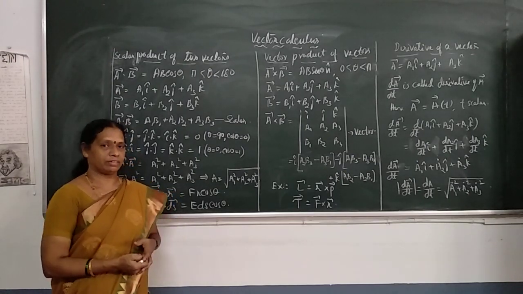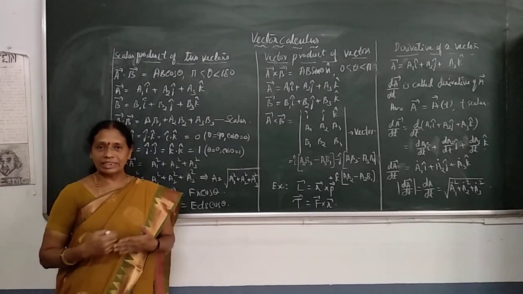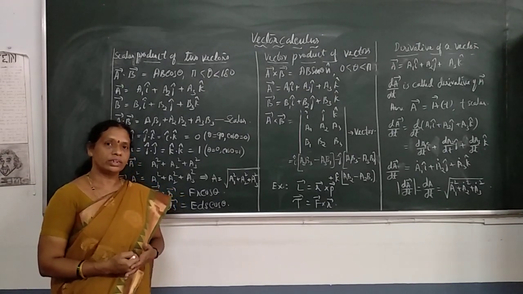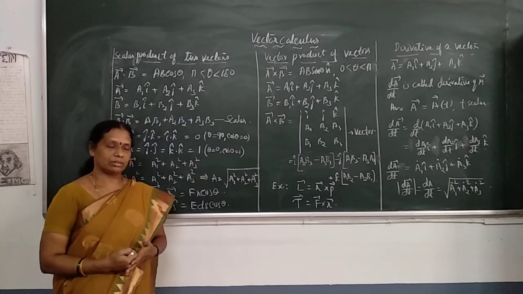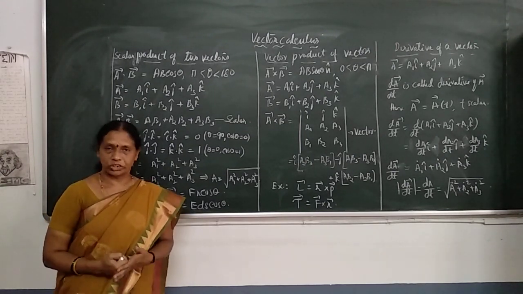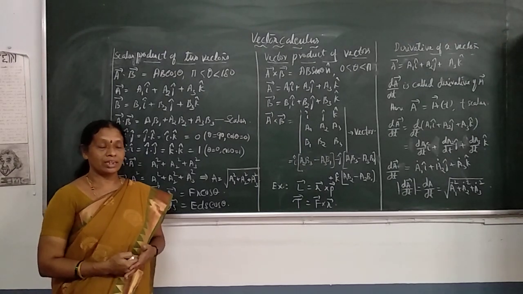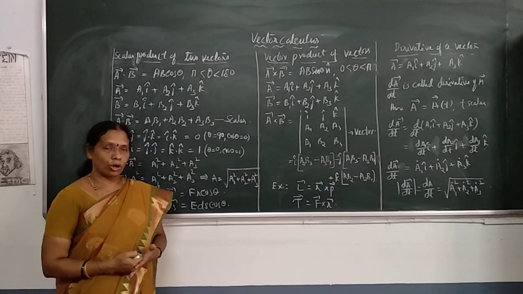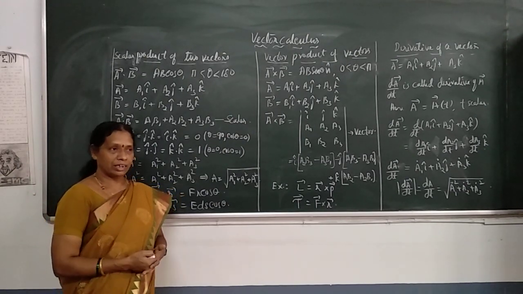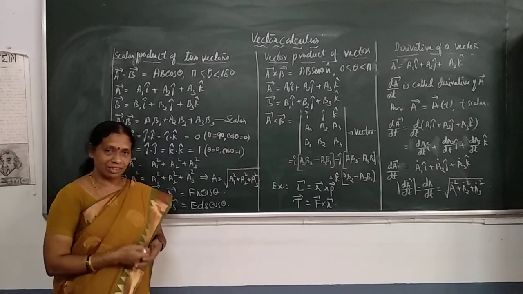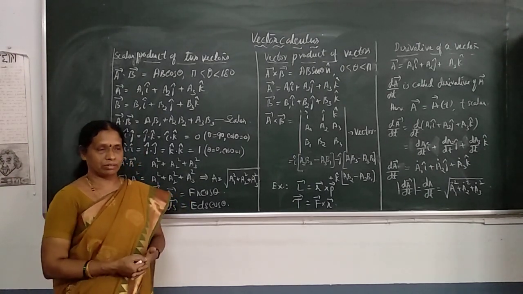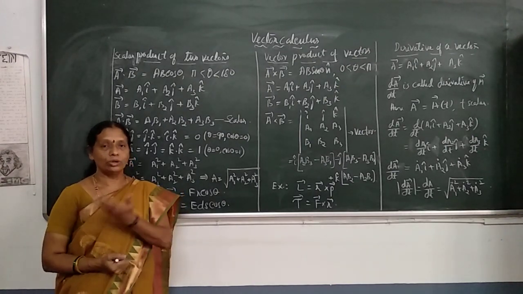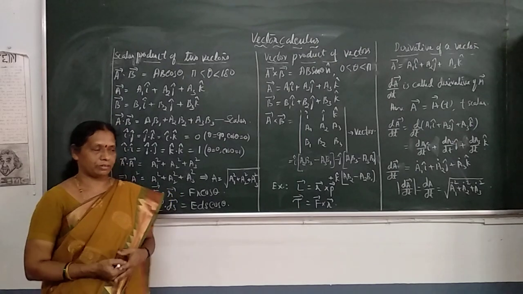Vectors or the vector quantities, the physical quantities having both magnitude and direction, are called the vector quantities. For example, velocity, displacement, acceleration, force, momentum, torque, angular momentum, electric intensity, magnetic intensity. All these are vector quantities. These are physical quantities, which can be measured. These are classified into 2 groups as scalars and vectors.